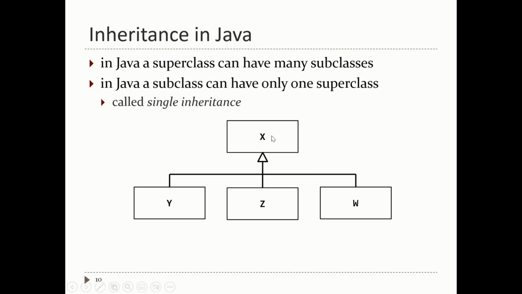So in this picture, Y's one superclass is X. Z's one superclass is X. And W's one superclass is X. There is no relationship between Y and Z or Z and W. So there's no explicit relationship here. The only relationship that exists here is between the subclass and its superclass. The superclass X does not know about Y, Z, or W. And there's no way for it to know about Y, Z, or W.